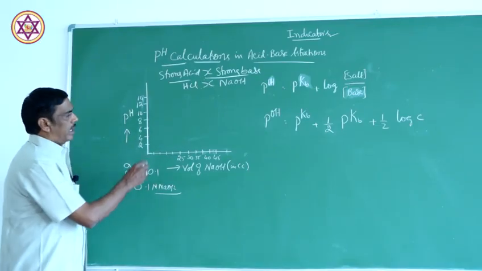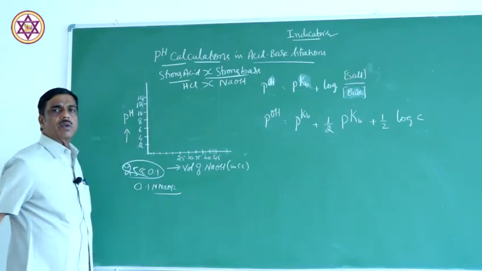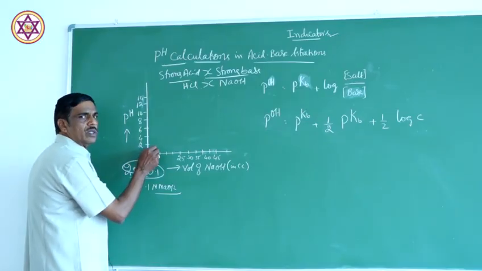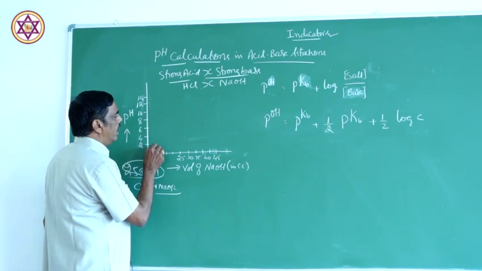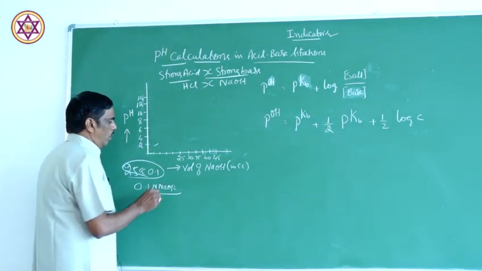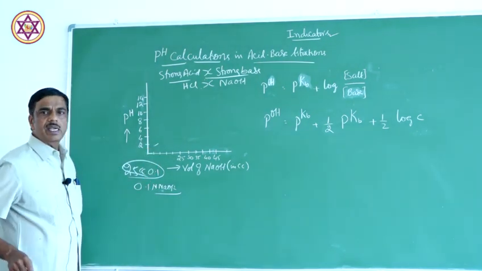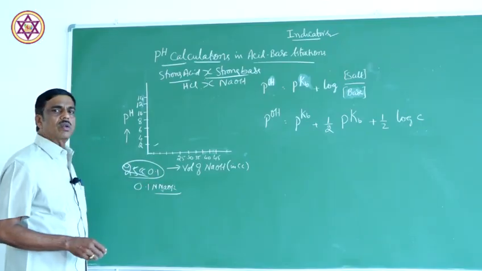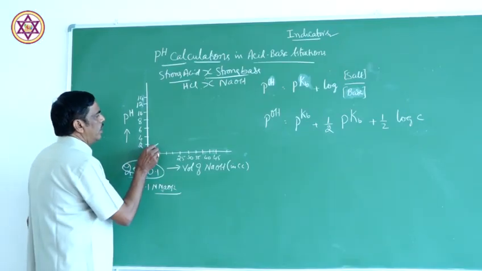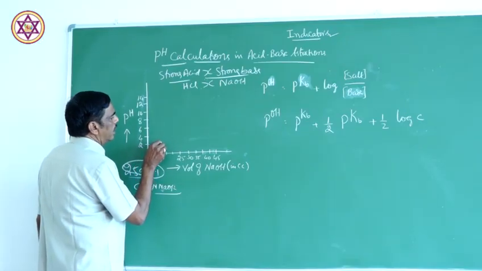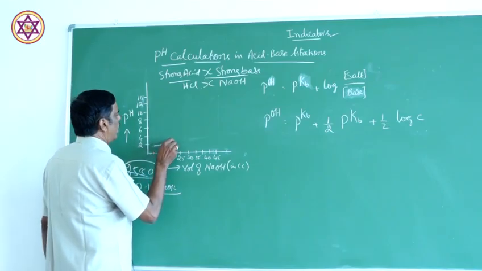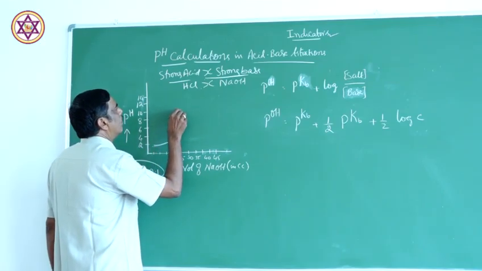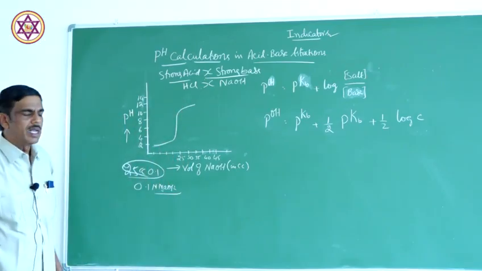Now, in the beginning, when you take 25 cc of 0.1 normal HCl, the pH is very low, less than 2. Now, when you go on adding sodium hydroxide, pH goes on increasing. It increases like this. At the end point, what happens? At the end point, there is a sudden rise of pH.